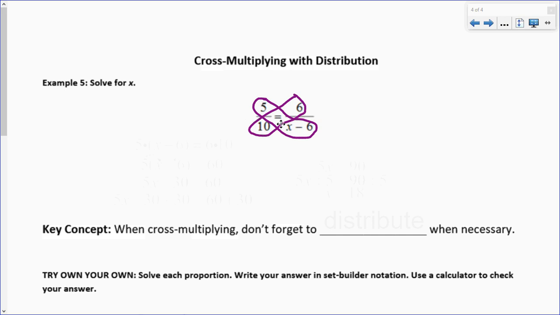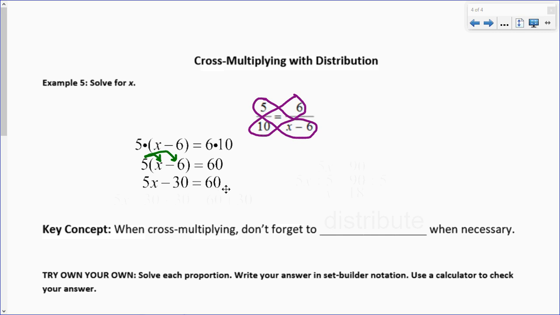So I have 5 times this whole group of x minus 6, and then I have 6 times 10. What that looks like when I do cross multiplication is 5 times the entire group, so it looks like distributive property. Okay? So it's really 5 times x minus 6 equals 60. That's the equation I'm going to use to solve for x. So the very first thing I need to do is distribute the 5 into the x minus 6. So I really have 5x minus 30 equals 60.